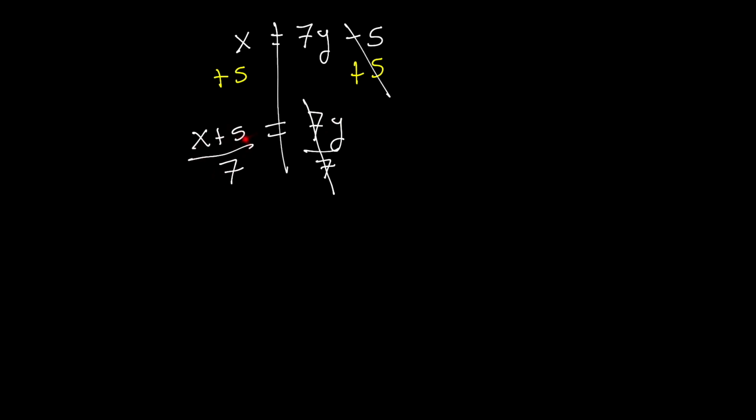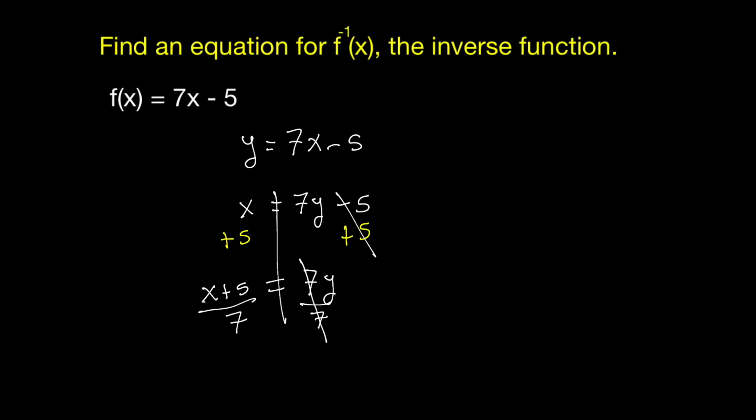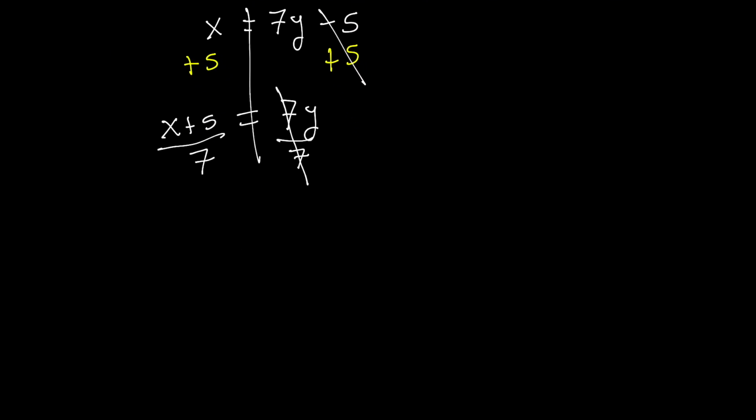So since I can't simplify this any further, now I'm going to replace y with our new notation, which is f inverse of x. So here I get that the inverse of f, f inverse, is going to equal x plus 5 divided by 7. And that is my solution. F inverse is equal to x plus 5 over 7.